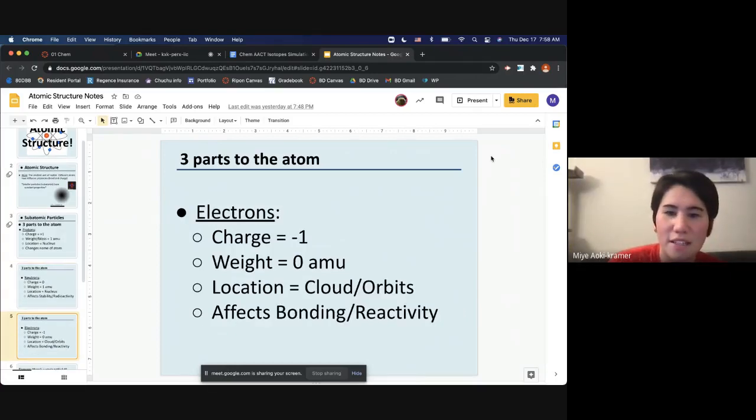And then we have electrons, who have a charge of -1. These really don't have any mass at all. They only weigh about 0 AMU. These are located in clouds or orbits around the nucleus, so they're outside the nucleus. And electrons are what allow chemistry to happen, so these affect bonding or reactivity between atoms.